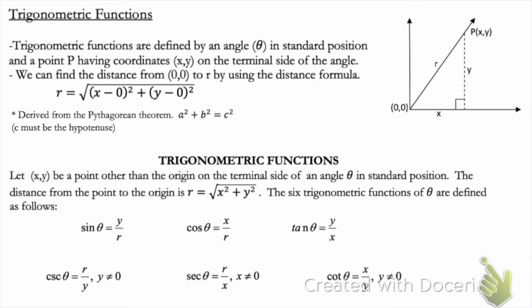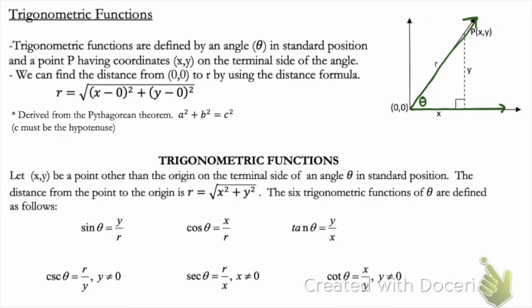All right, trig functions are defined by an angle theta in standard position and a point P having some coordinates, x and y, on the terminal side of the angle. Okay, let's pause and break that down. Here's the initial side, this green line of your angle. Here's your terminal side going through some point up there, we'll call it P. And this is your angle theta right here. So this is the angle that we're creating.